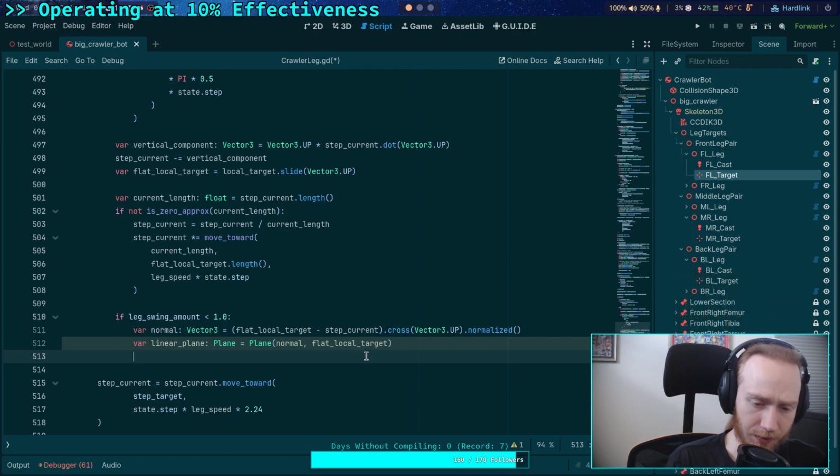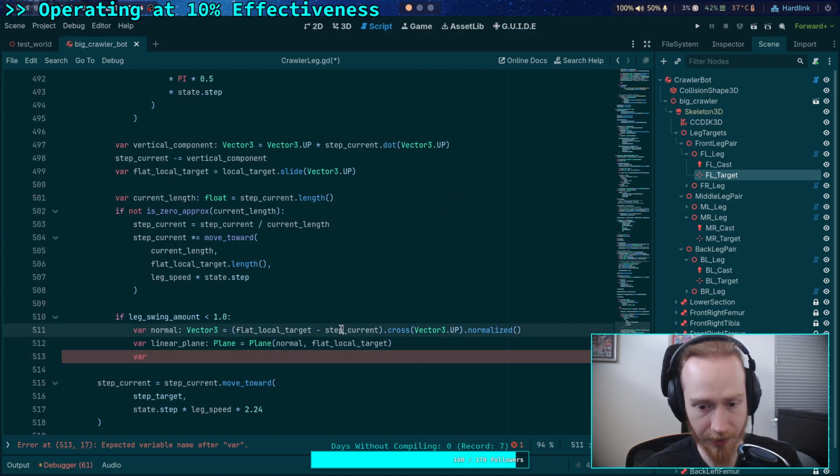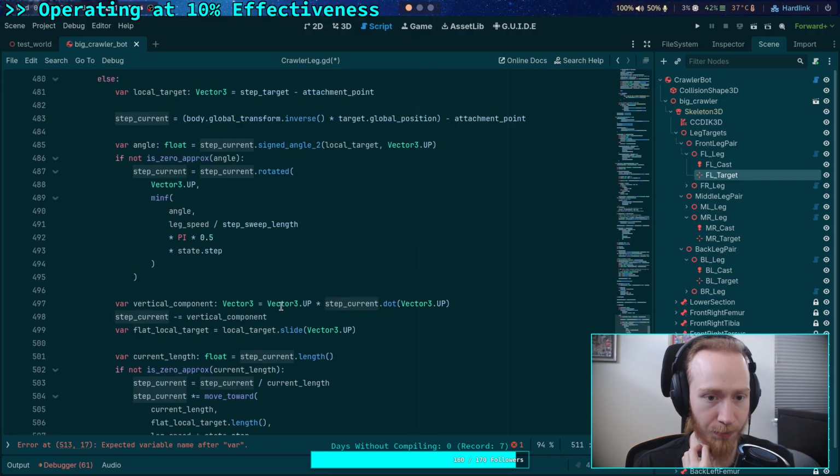Linear plane. So I'm going to take the point on this plane that maps to... Oh, wait a second. No, this was wrong. I need this before I do that.